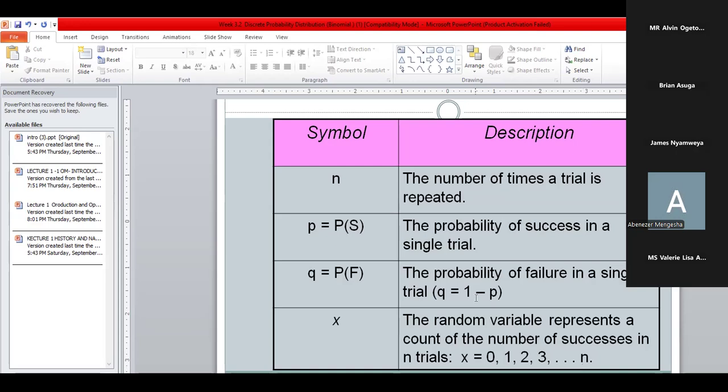So that is critical. This is the properties I've simply defined in tabular form, in a table form, so that it's easier for you to check whether an experiment is a binomial experiment.